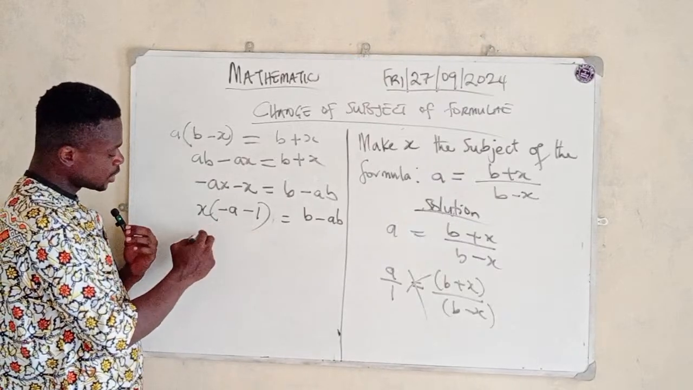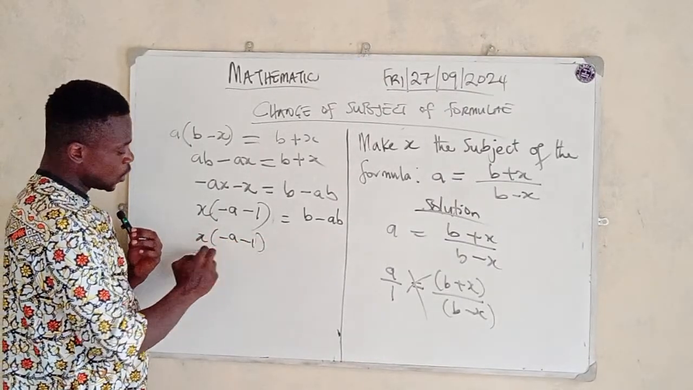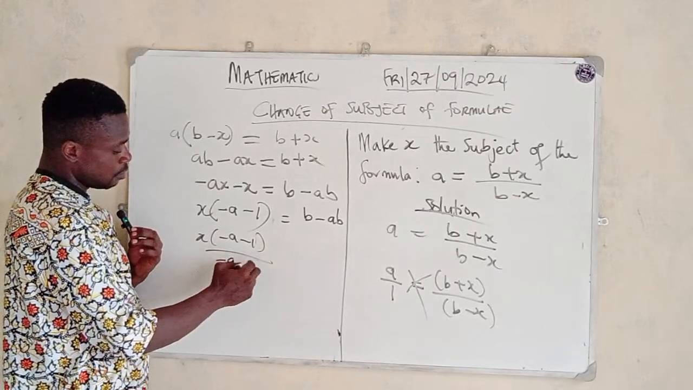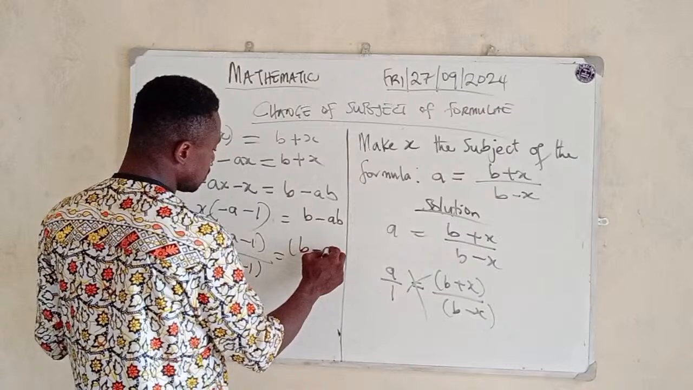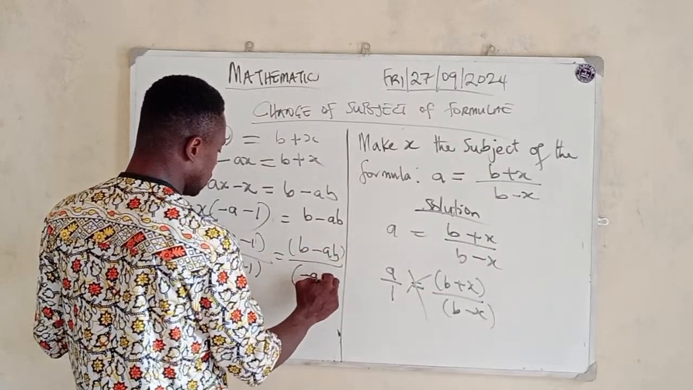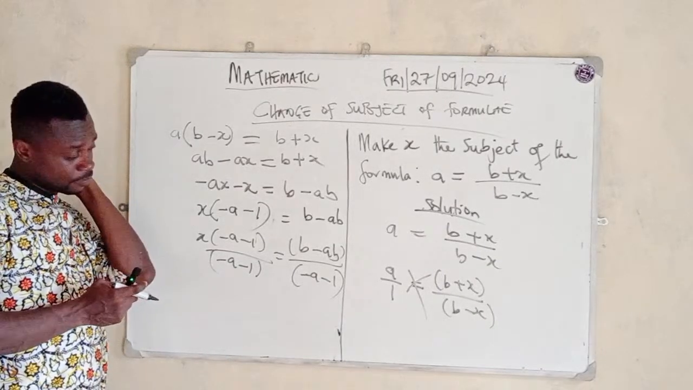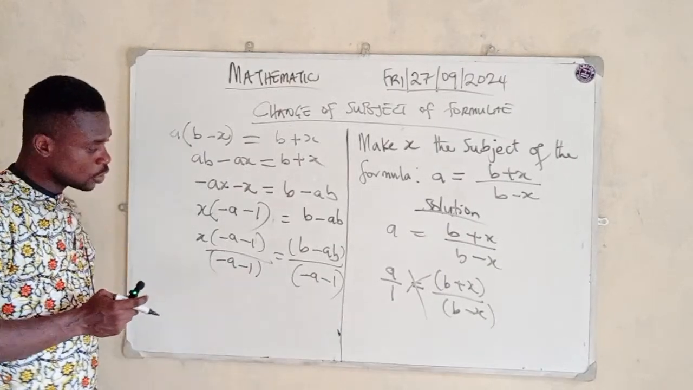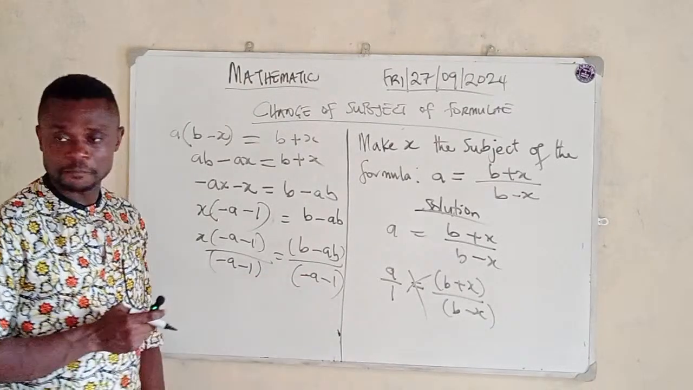So here it becomes x minus a minus 1 over what? Minus 1 is equal to what? B minus AB over what? Minus A minus 1. Is it clear? Good. But I don't like it to be this way.